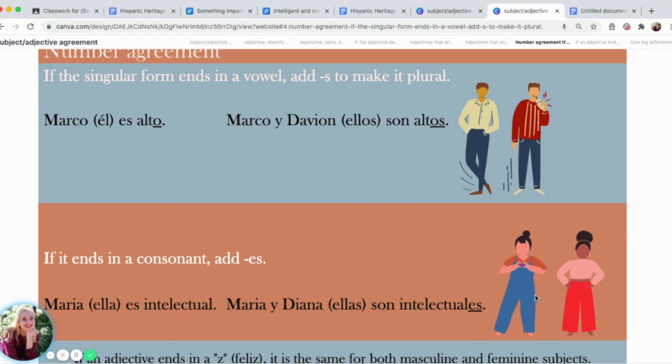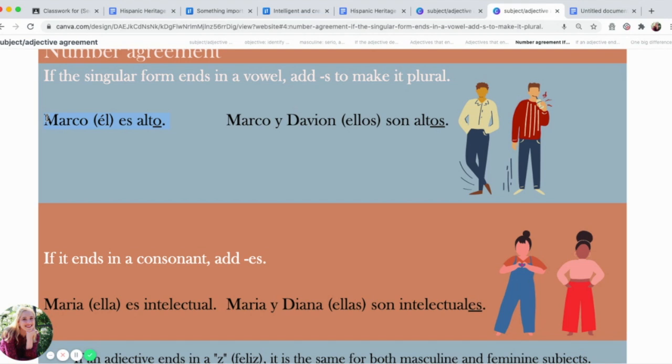Okay, now I need everyone's participation in the chat right now. If you're looking at this first example, Marco es alto. Marco y Davian son altos. Let's look at this very first one. Marco es alto. Which word in this sentence is the form of ser? One word in this sentence is the form of ser, to be. This is what we worked on yesterday. Good job, Chisamaga. Yeah.